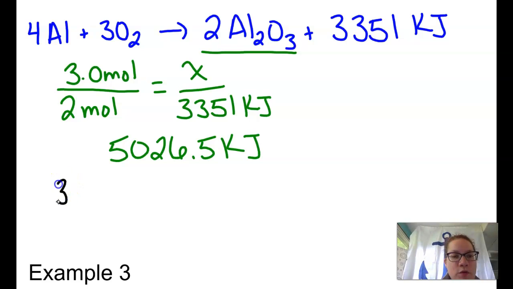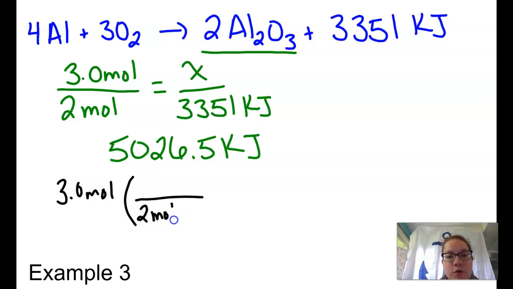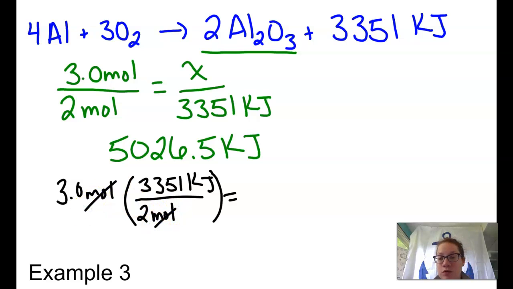By the way, you can absolutely use dimensional analysis to do this as well. You can put 3 moles out front, and you can multiply by a fraction where you're going to want to get rid of the 2 moles. You're going to put that in the denominator. And you're going to put 3,351 kilojoules in your numerator, and that will give you the same answer in kilojoules, and your moles will cancel with moles. Mathematically, it's identical to setting up a proportion and cross-multiplying, but you should have gotten 5,026.5 kilojoules in any case. All right, a little bit harder now.